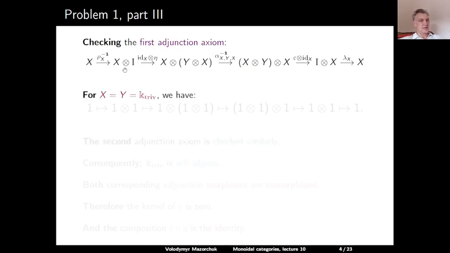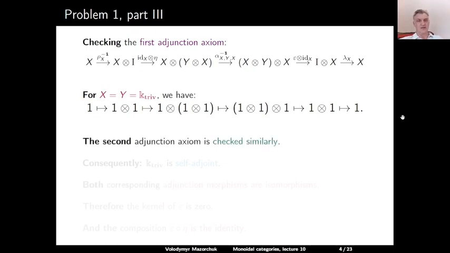In our case, x is equal to y and is the trivial G module. And all our maps are given by sending 1 to 1 tensor 1. So we start with 1, we go to 1 tensor 1, then we go to 1 tensor 1, then we change the bracket going to 1 tensor 1, then we collapse this to 1, and then we collapse this to 1. So the composition of these maps is obviously the identity. This verifies the first adjunction axiom, and the second adjunction axiom is verified similarly.